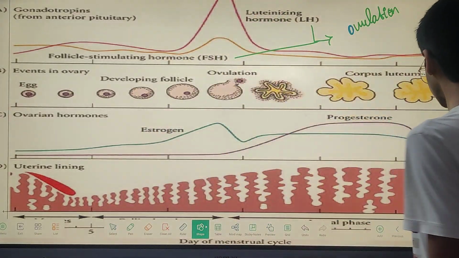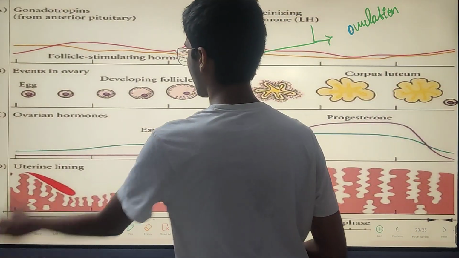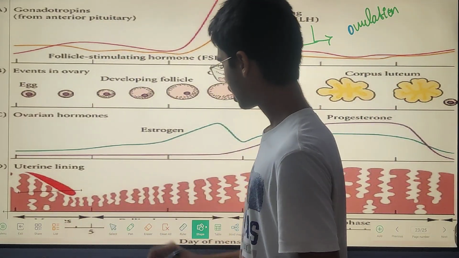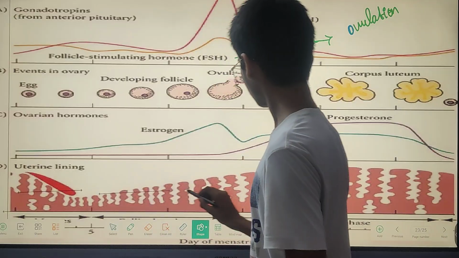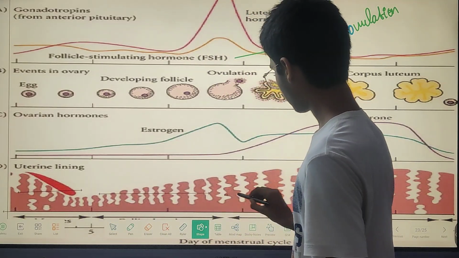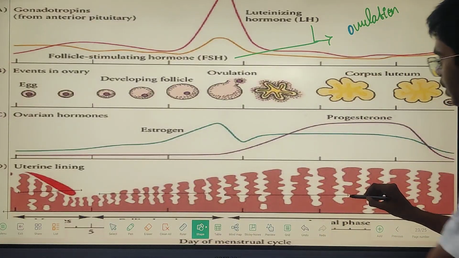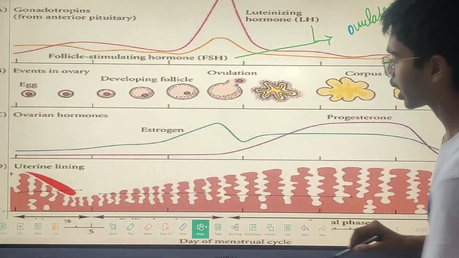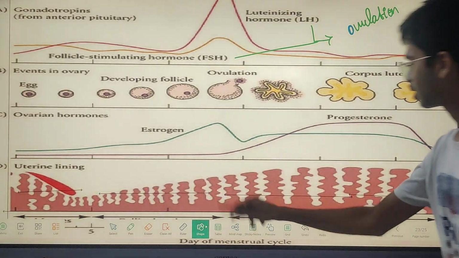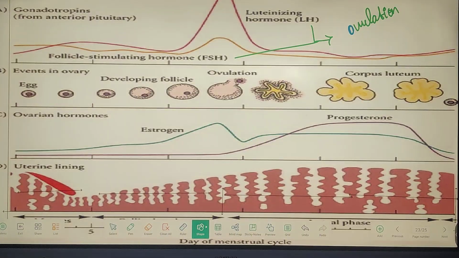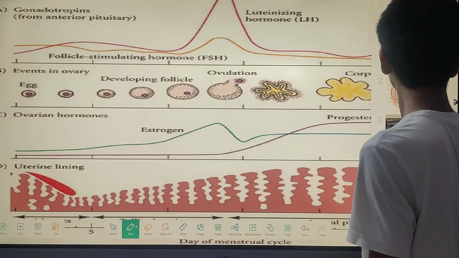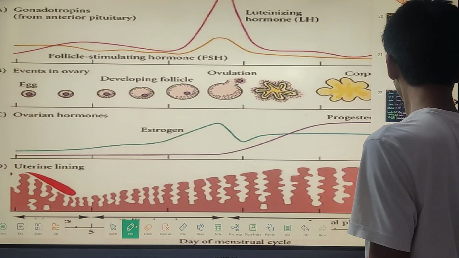So you can see that totally I can classify this one. This is your menstrual phase, from here to exactly here. Exactly here I can say this is your follicular phase. Then after the follicular phase, this particular gap I've left, that gap is the ovulatory phase. Then from here to here, it is going to be the luteal phase.